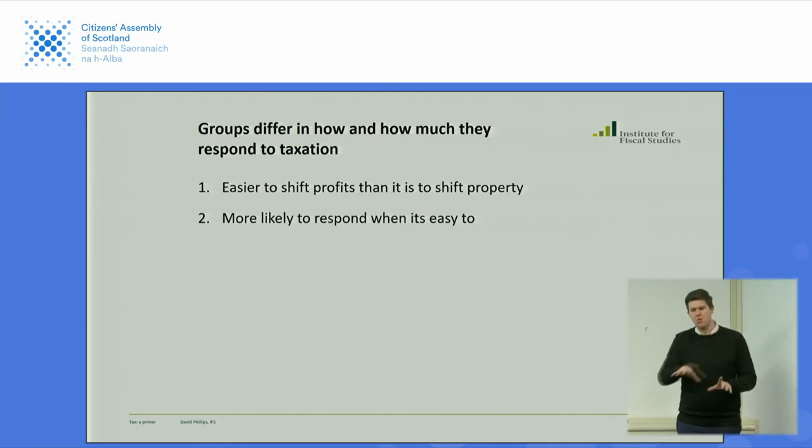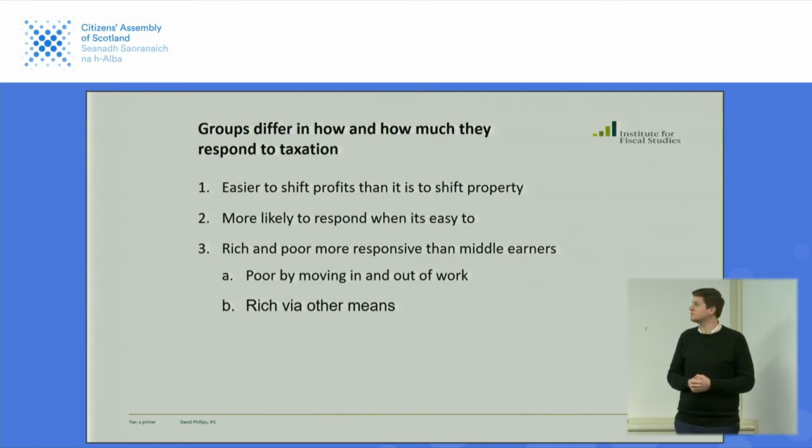This might seem like an obvious point, but people are more likely to respond when it's easy to. So again, if you have systems with lots of loopholes where different types of income are treated in different ways, you're giving lots of opportunity for people to change their behavior to reduce their tax. That's a bad idea.